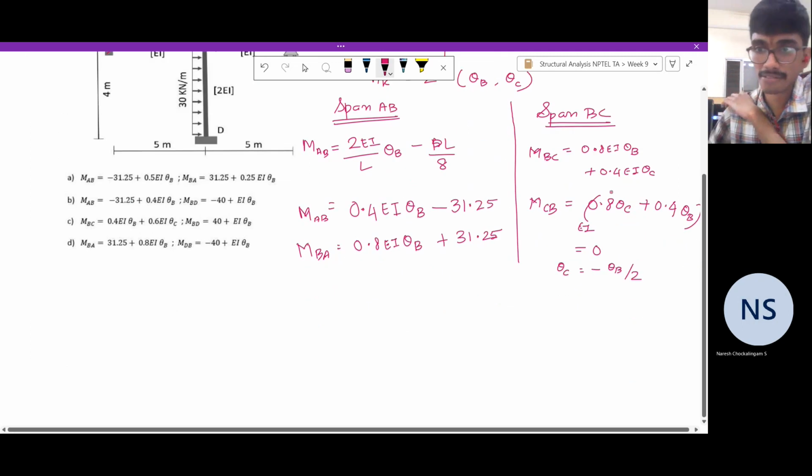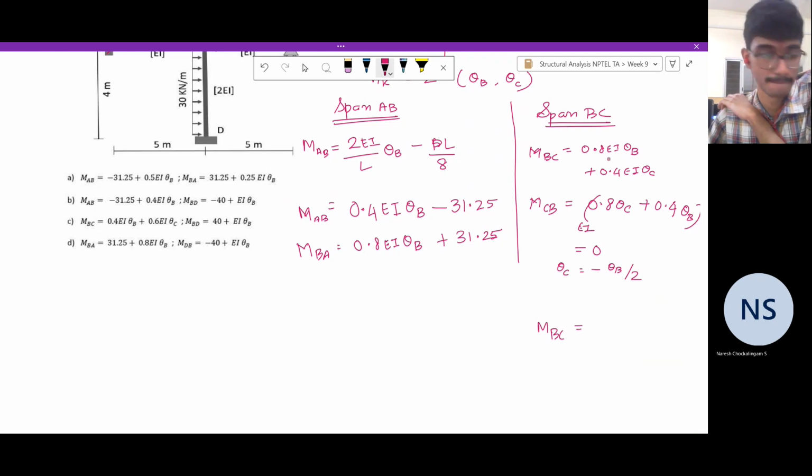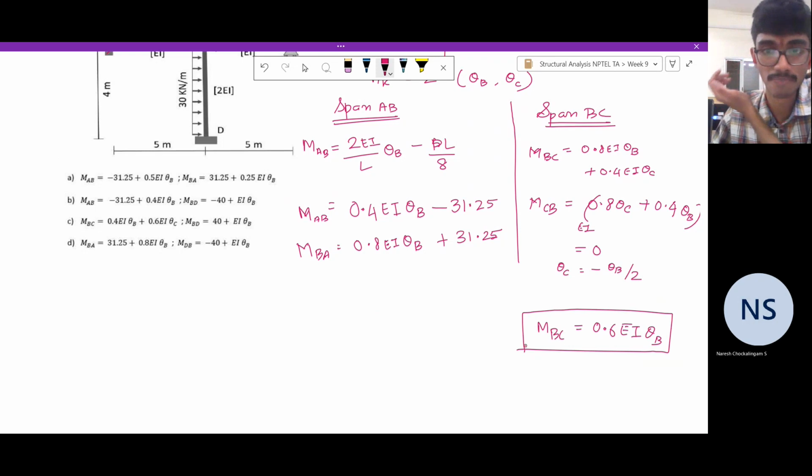As a result, MBC becomes 0.4 minus 0.2, so it is 0.6 EI theta B. So this is the slope deflection equation for this span.